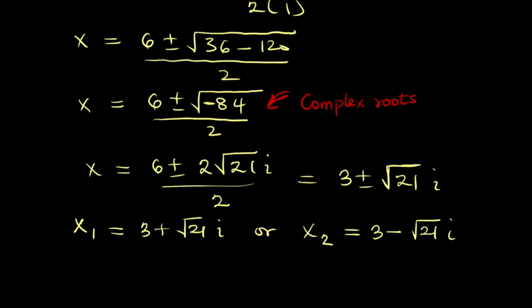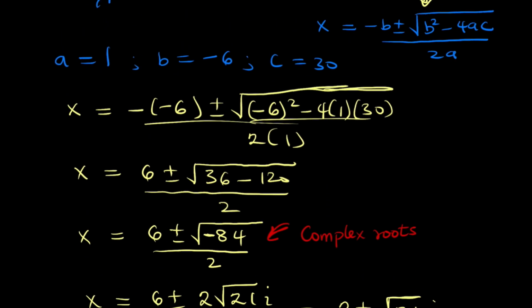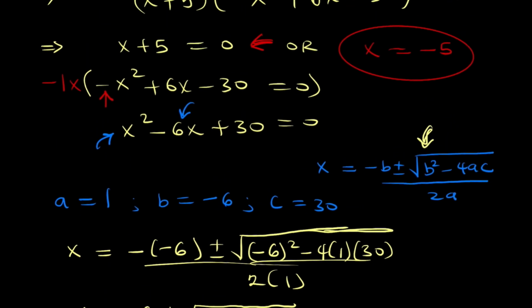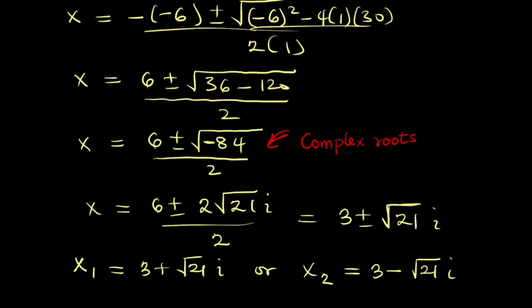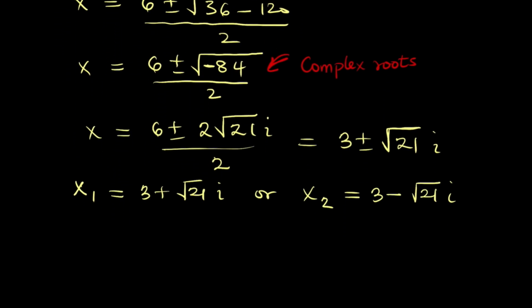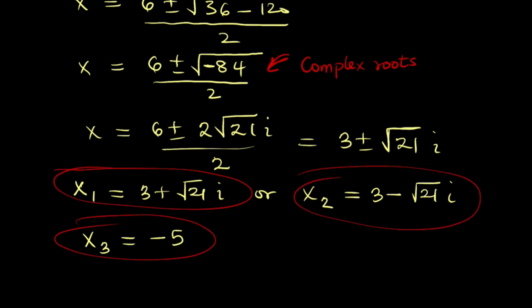So these are the two values from the quadratic equation. And remember, we got an x value initially, which is x equals negative 5 here. So if you add that, that will be the third solution. So I'll say x3 is equal to negative 5, giving us three distinct values for the problem we started with.